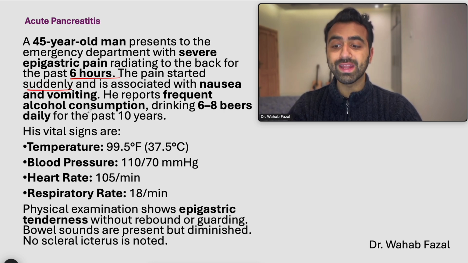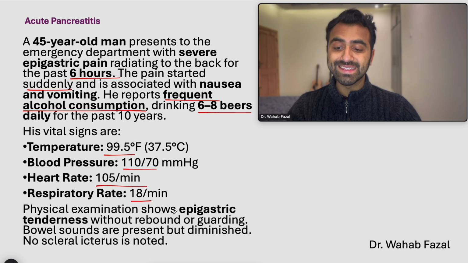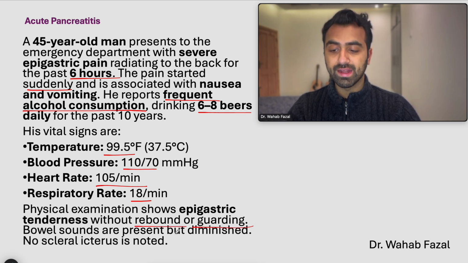He reports frequent alcohol consumption, which is important for us, drinking 6 to 8 beers daily for the past 10 years. His temperature is 99.5, which is somewhere around normal, and blood pressure is also normal. He's slightly tachycardic, respiratory rate is also normal. Physical examination shows epigastric tenderness without rebound or guarding.